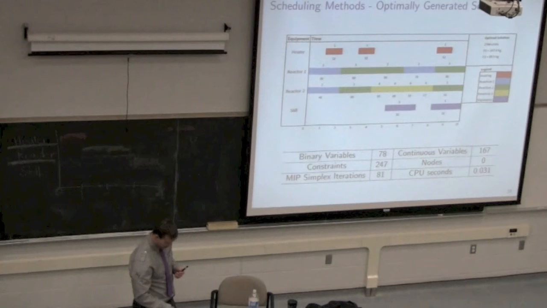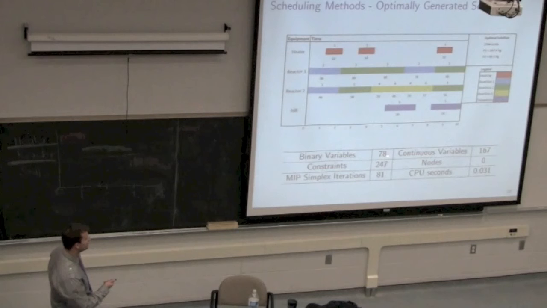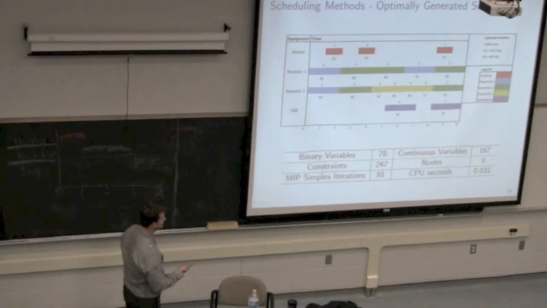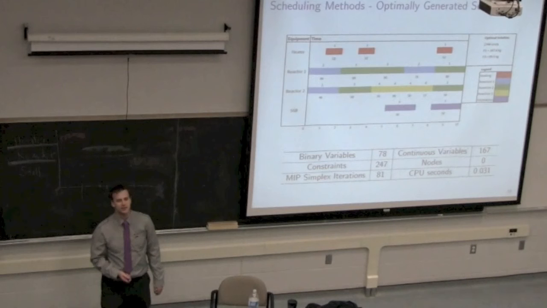And then, I was talking about how big optimizations get. This one's actually quite small. This one is just 78 binary variables, so variables that are either 0 or 1. It has 167 continuous variables, 247 constraints. It's solved in 0.031 computer seconds. This is a very small optimization. This one's not that challenging, actually.